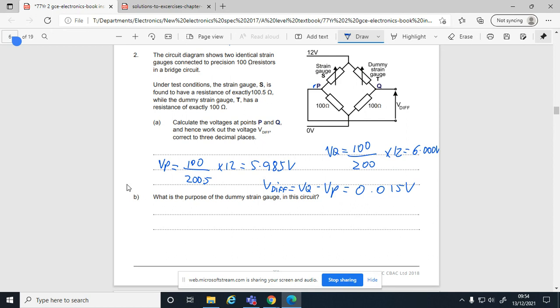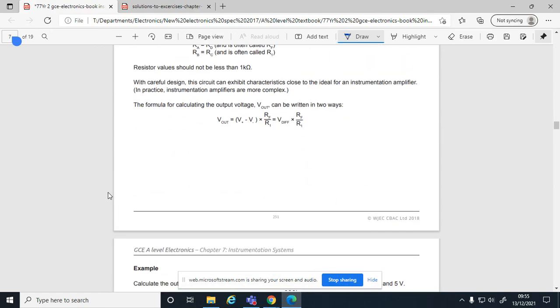And part B, why do we need a dummy strain gauge? Basically it keeps it calibrated. It says in the marks, the dummy strain gauge prevents V-diff changing when the strain gauge resistance changes due to some external factor. The external factor, generally speaking, will be temperature changes. So if the temperature changes or any other external factor, you want to keep it calibrated. If the resistance there goes up, the resistance there will go up by the same amount, and V-diff will remain calibrated. Have a look at the mark scheme if you want to see the actual answer. Okay. Moving on to this next one.